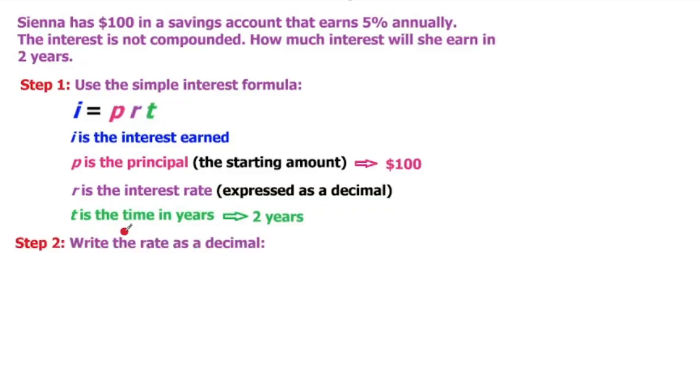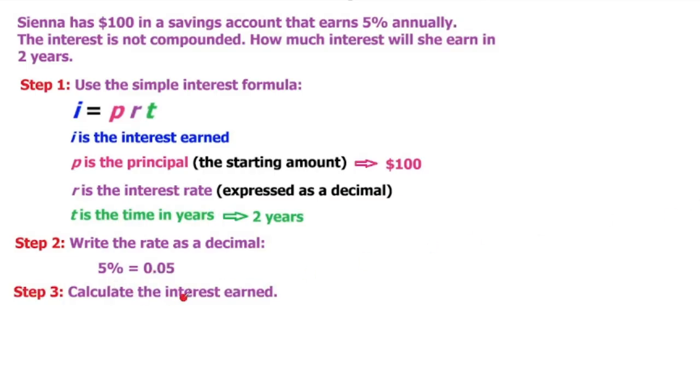So we could write the rate as a decimal now. We need to do the rate. So let's put that in as a decimal. They gave us 5%, and we know that to change this to a decimal, we move the decimal that's at the end here twice, 1, 2, and we have 0.05.